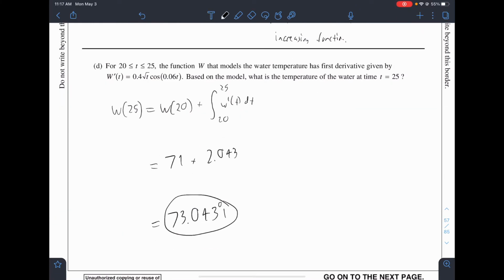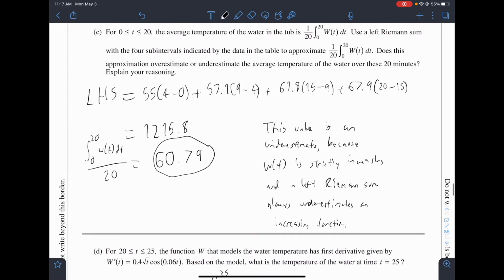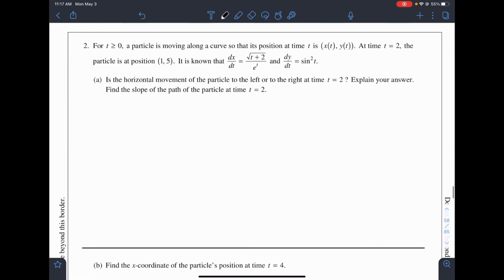And then we can't forget our units, so we'll put degrees Fahrenheit there. Okay, that's question 1. The next calculator free response question is question 2.